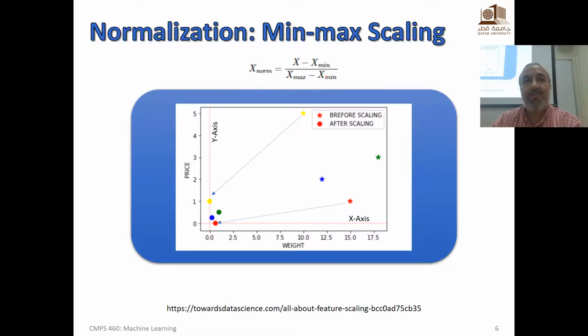How about the minimum value? 0, because minimum minus minimum will be 0. So this is the one that will normalize everything between 0 and 1 now, with exact 0 and exact 1. The minimum value will be 0 and the maximum value will be 1. You will see the minimum value here is 0 and the maximum value is 1. Is that clear? Any questions so far?